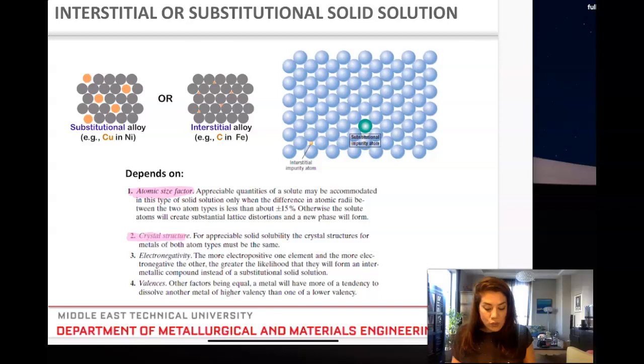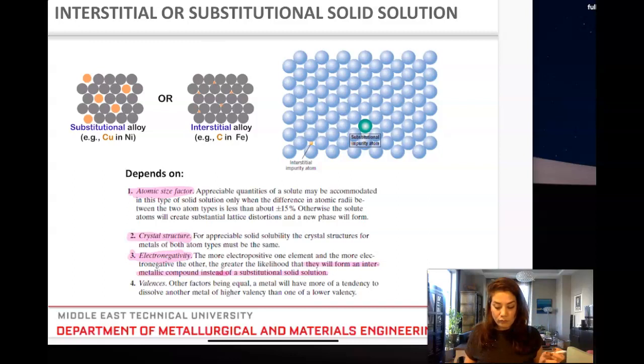If you want to have the solid solubility of a secondary atom addition to the mother crystal matrix, then to have the highest solubility, both crystal structures have got to be the same. If I have FCC aluminum, for example, and I add FCC copper into it, there's more likelihood of these two atoms mixing, of course, if the other three rules are fulfilled, right? So what else? Electronegativity. If you pick two elements from the two opposite ends of the periodic table, they're more likely to form intermetallics instead of mixing and creating a solution. So they will form an intermetallic compound instead of a substitutional solid solution.